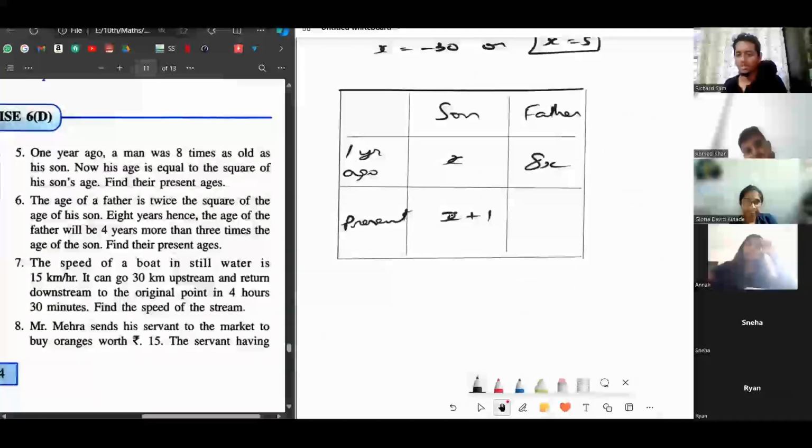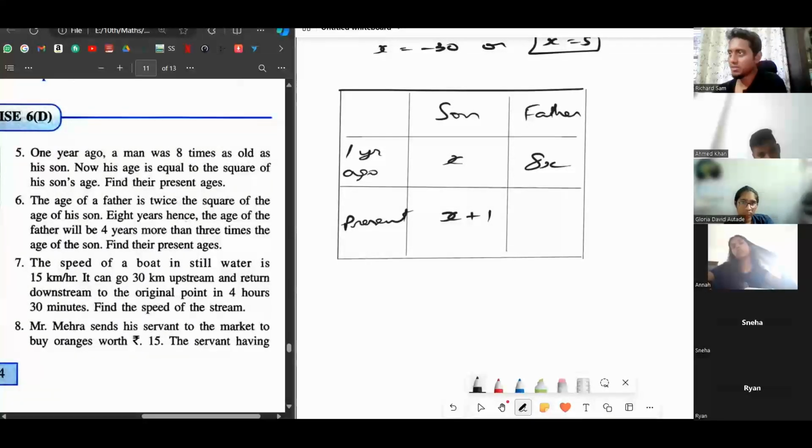So here also, this is after how many years now? 1 year. So just add 1 to both their ages. So the son, if he's X, here is X plus 1. And if the father is 8X, then here the father is 8X plus 1. Okay, fill your table. Your table is over. Now we'll go to the equation. Okay, now for the equation, what is the statement?